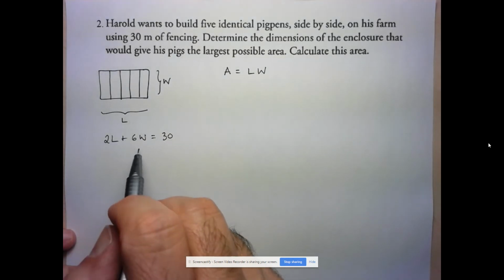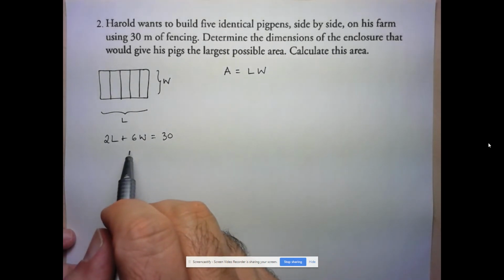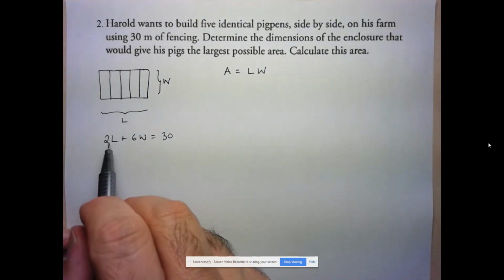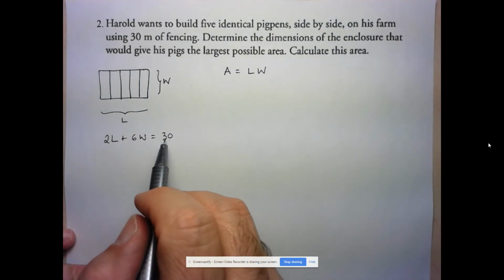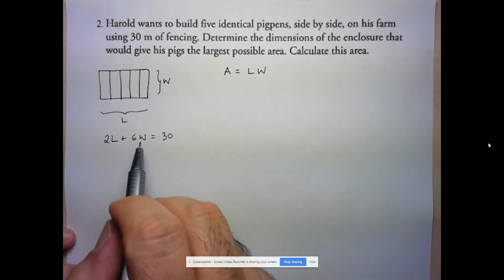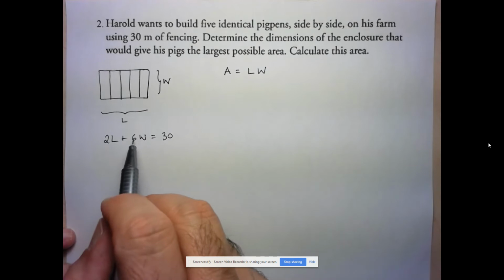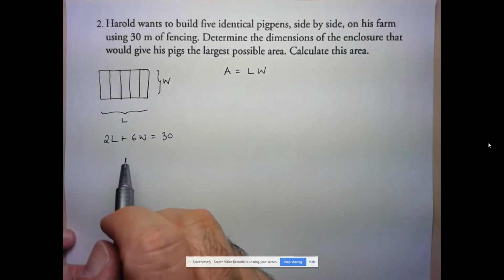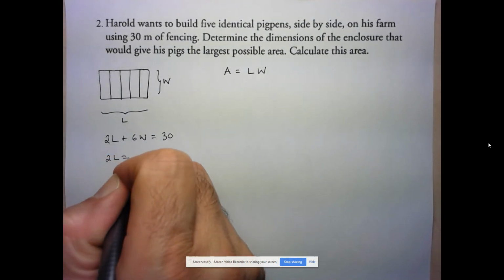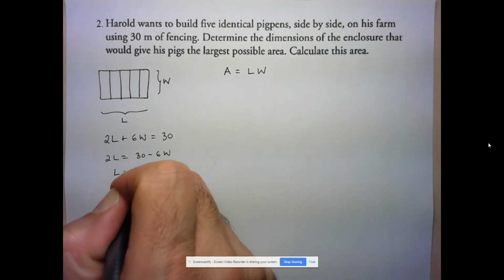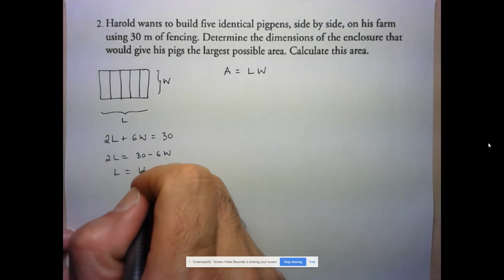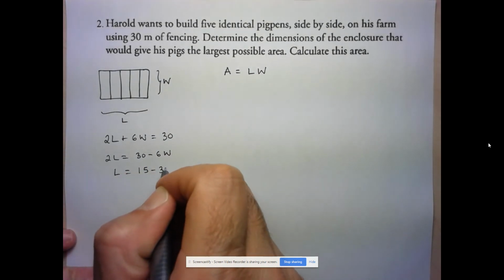So here, I got to see, is there something better to isolate than the other? And I think here what I'm going to do is I'm going to isolate L, because that means I'm going to be dividing 2 into 6 and 30, which divides perfectly, as opposed to if I were isolating W, I'd have to divide 2 by 6. I'd end up being stuck with a fraction. Okay, so 2L is equal to 30 minus 6W. So L is equal, divide this by 2, 15 minus 3W.